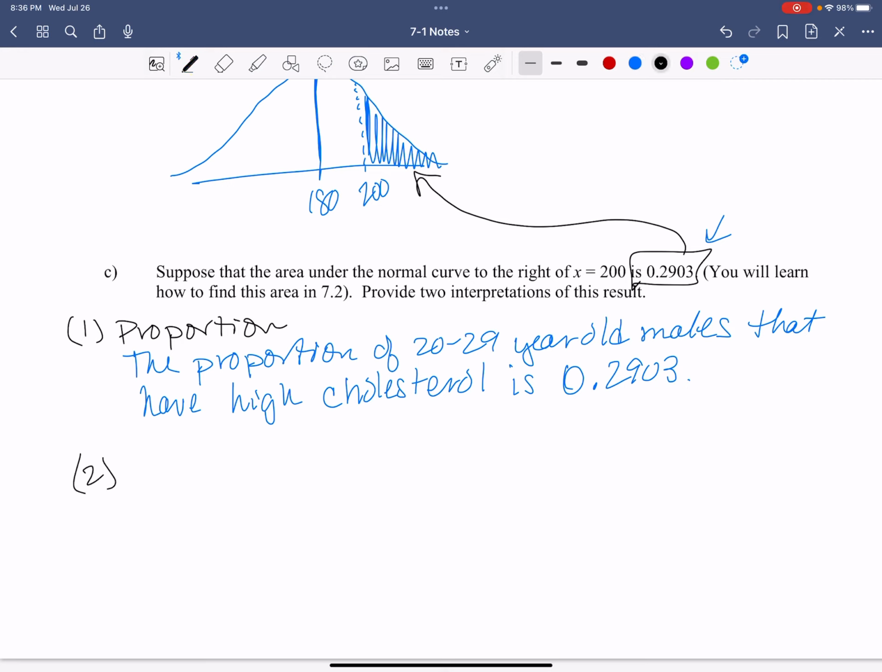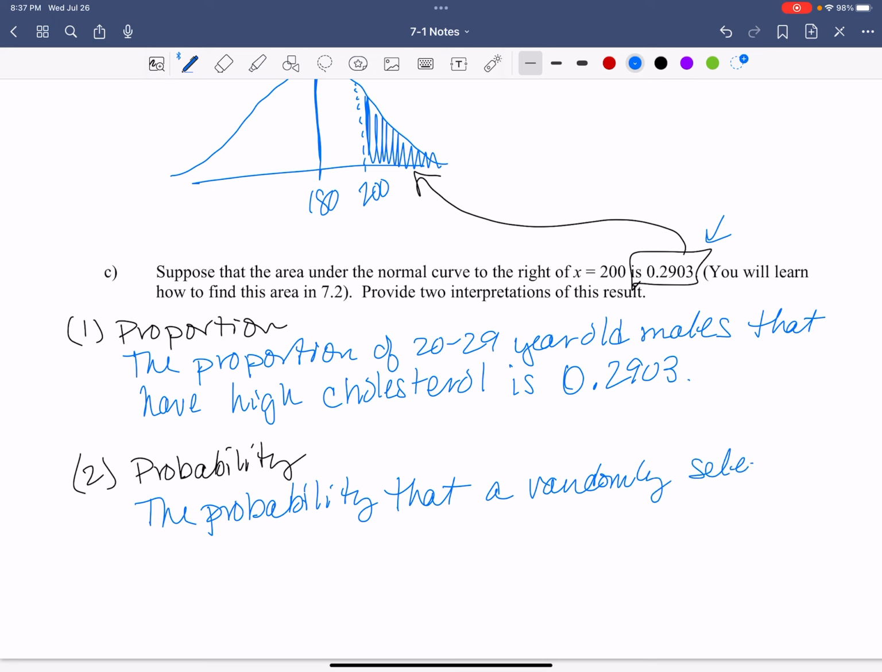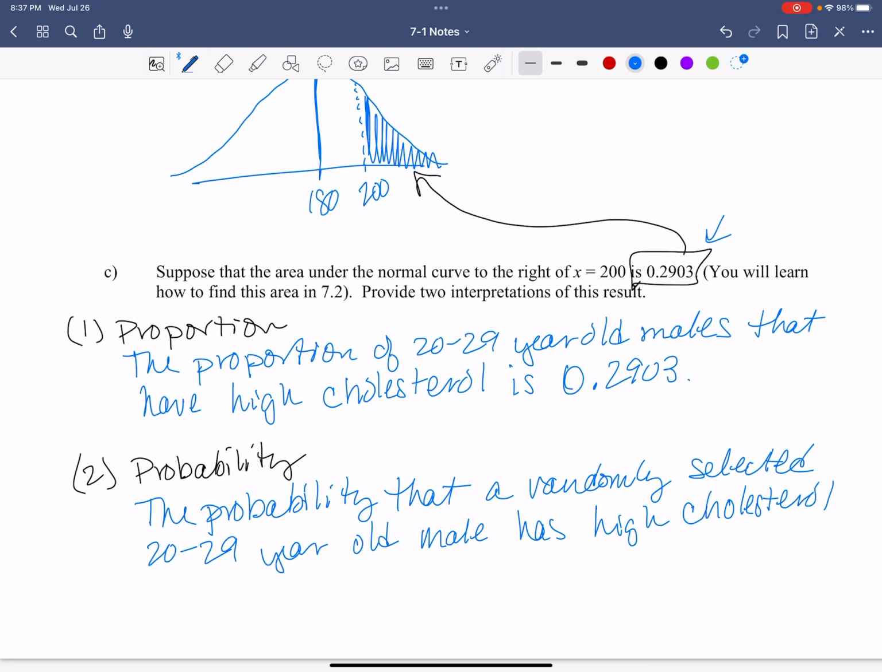The second thing we're going to talk about is the probability. The probability that a randomly selected 20 to 29-year-old male has high cholesterol is the same thing, 0.2903. So it's really just, we're saying the same thing, it's just the words are a little different.